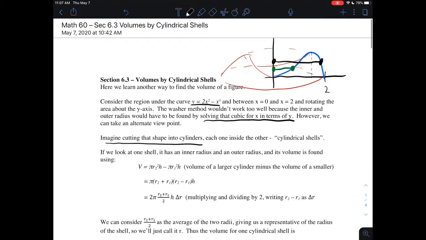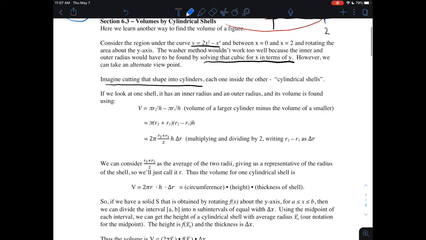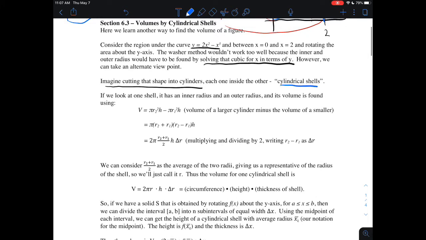So what that means is I'm going to imagine that we can cut this shape and we can create cylindrical shapes. But these are going to be somewhat hollow inside. And then imagine that you can create more of those and stack them one inside the other. So each one of those is going to be called a cylindrical shell. If we look at one shell, it has an inner radius and an outer radius.